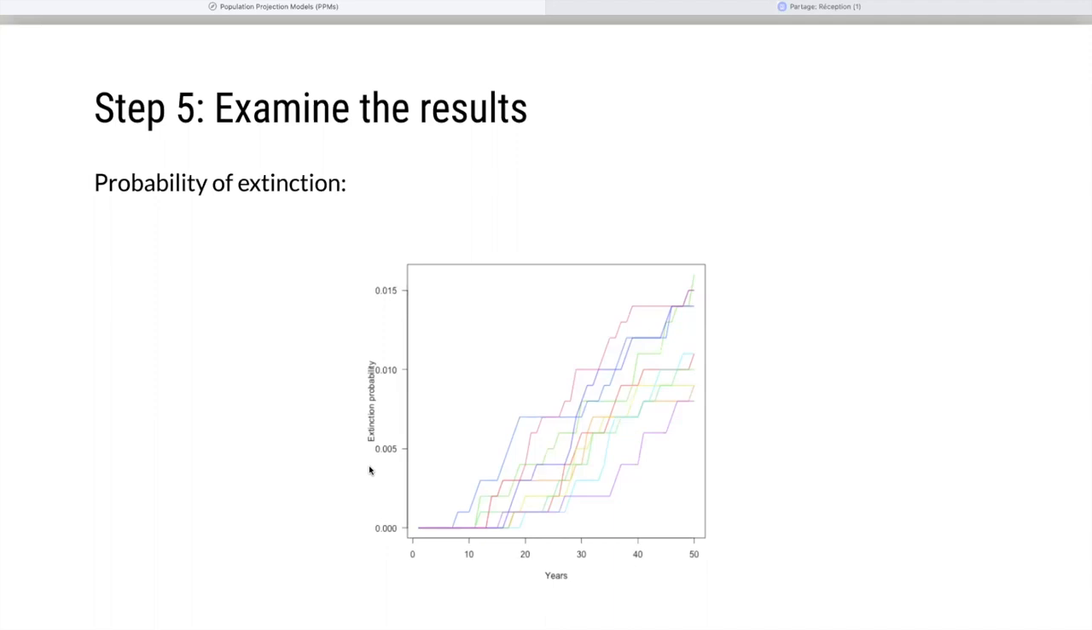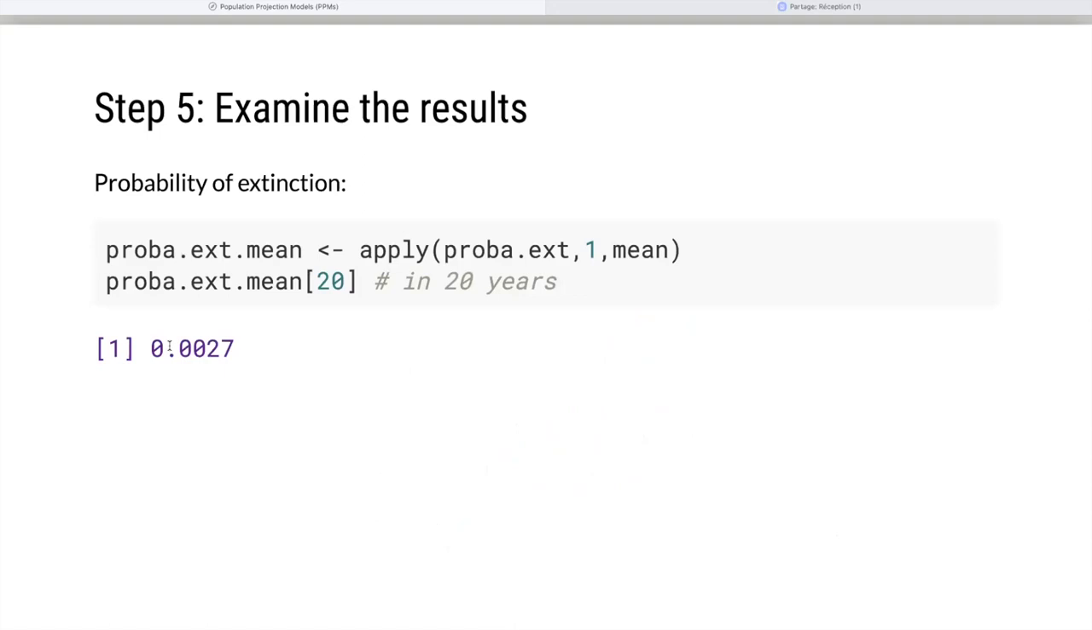So we see that in the first five years, none of our 500 times 10, so 5,000 populations, went extinct. And then we have an increase in extinction probability up to 0.015. So that's like 1%, which is very low over the 50 years of projection. So less than 1% chance of extinction in the next 50 years. Okay, so that was kind of encouraging for this population of newts, with the way we modeled environmental stochasticity.